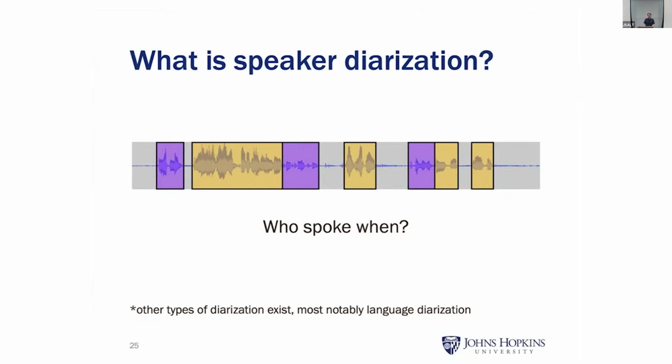I'll also add a quick note that there are other types of diarization. The most notable one is language diarization. So again, diarization is mostly this task of segmenting and classifying into these categories in a label-agnostic way. We're going to talk about speaker diarization, but there are other cases as well.